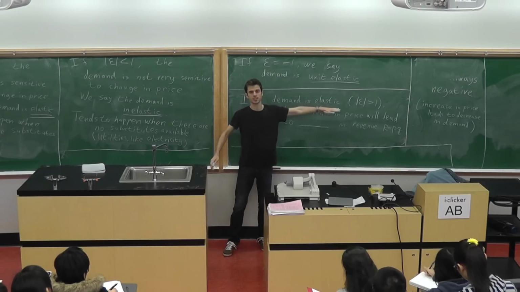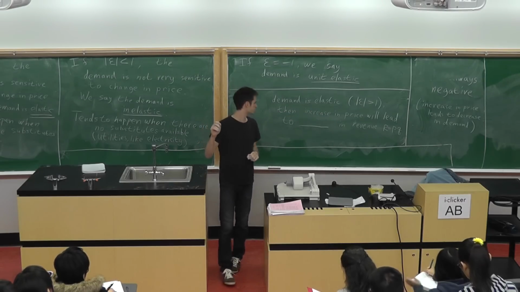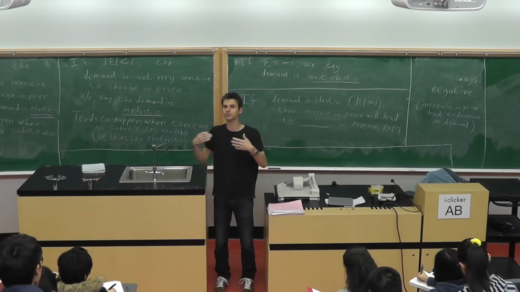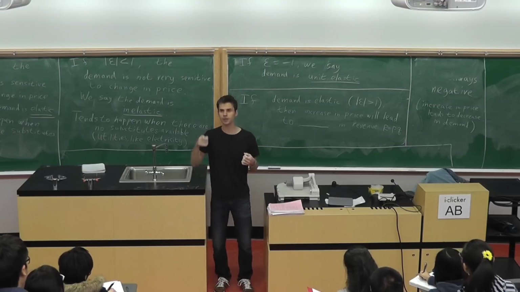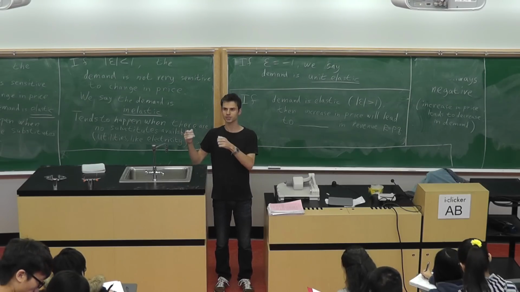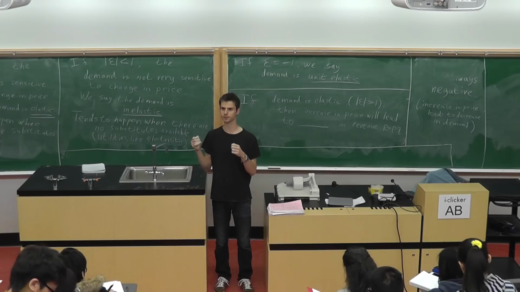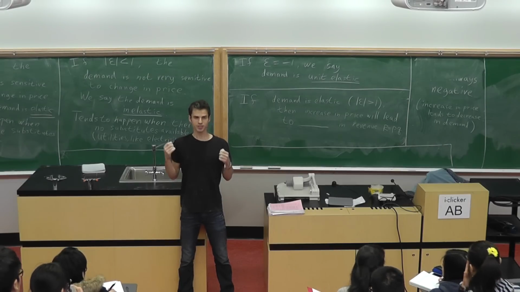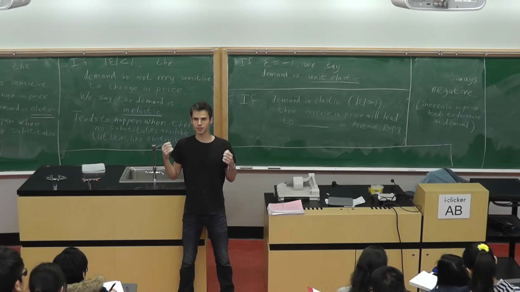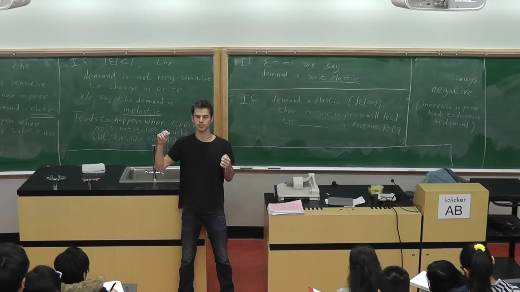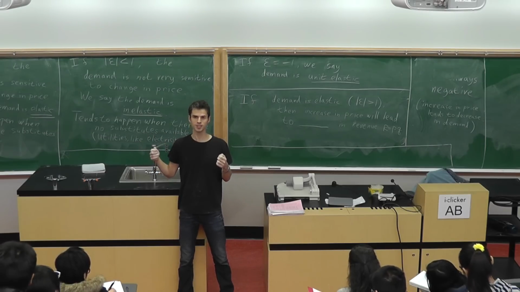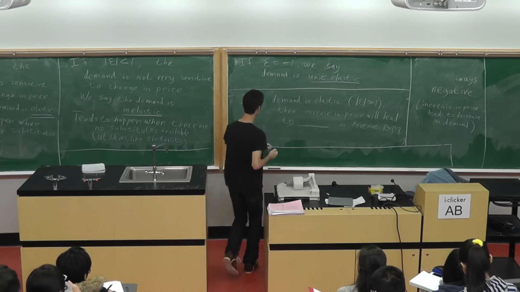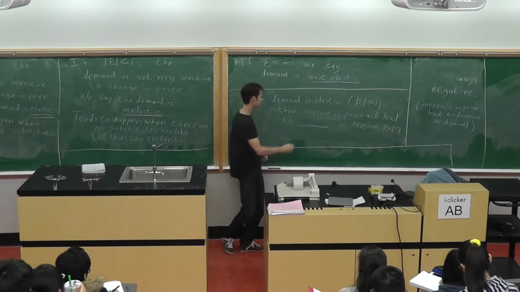What does it mean that demand is elastic? It means that for a small percentage increase in price, the percentage decrease in quantity will be even bigger. So say for 1% increase in price, the quantity will decrease by 3%. What will happen to the product in this situation? Well, it will decrease by 2%. If the price increases by 1% and the quantity decreases by 3%, the product will decrease by 2%. So here we always have a decrease.